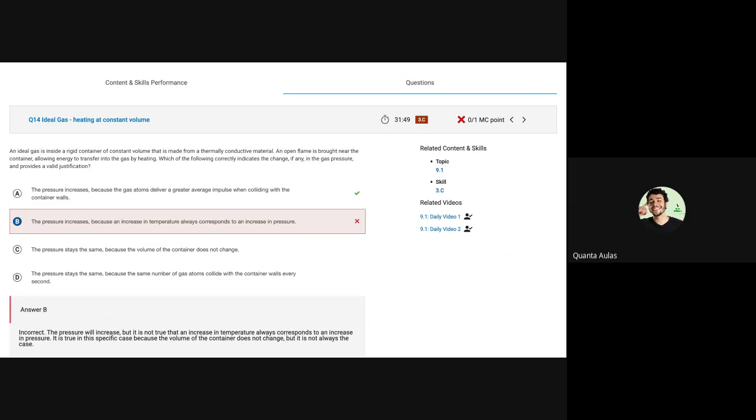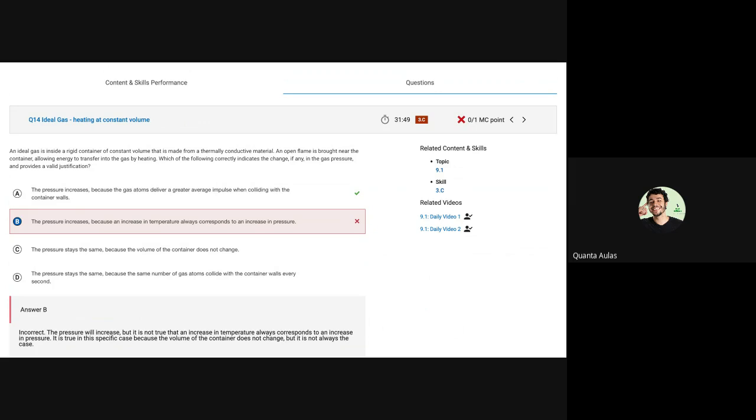Here you are wrong. Let me see. Here's more hard. I will explain to you. The pressure increased and the pressure stayed the same. We need to understand the law of the ideal gases, right? PV equals N, Boltzmann constant times temperature, right?